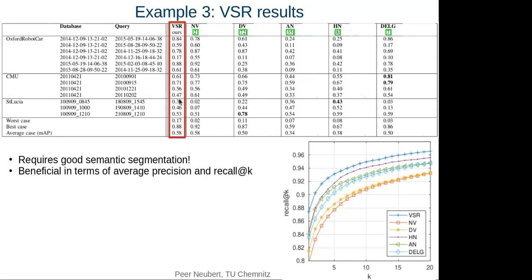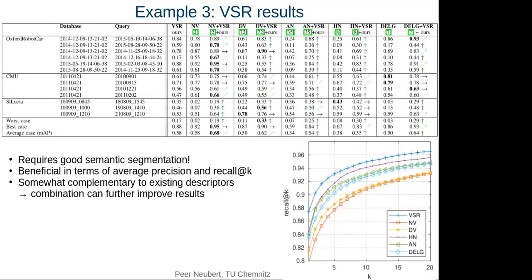And very interestingly, this type of descriptor is somehow complementary to existing descriptors like those NetVLAD and DELVE descriptors and so on. So here we can again come back to this idea of combining those descriptors. So just as a quick summary, you can look at all those green arrows that indicate that if we have some existing holistic descriptor and combine it with this type of descriptor, the vector semantic representation, the performance further improves.